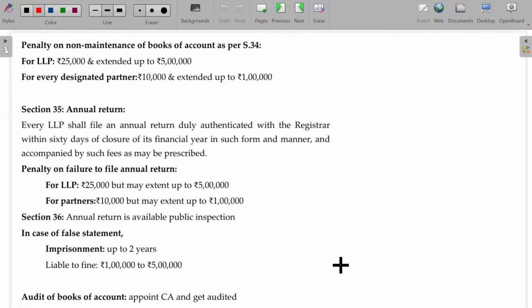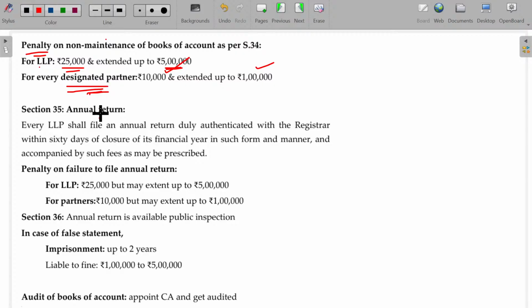One illustration. Before that, let me finish off the penalty applicable here. Penalty on non-maintenance of the books of account. For LLP, 25,000 may be extended up to 5 lakhs also if you are not maintaining the books properly. And every designated partner also, the working partner like you have here, named as designated partner, should also pay the fee or penalty. 10,000 may go up to 1 lakh.